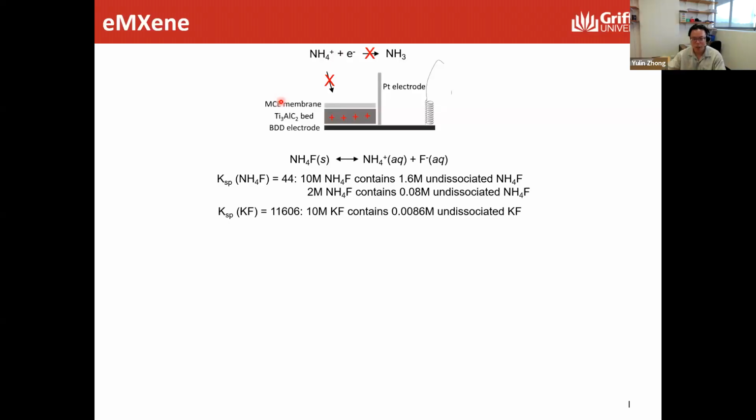So we have to go back again to high school chemistry, and we recall the solubility product. For ammonium fluoride, its solubility product is very low, only 44, compared to potassium fluoride. The solubility product means how easily the salt becomes ions and gets solvated in water. The solubility product for potassium fluoride is 11,000, which is really high compared to ammonium fluoride. So it means that for 10 molar ammonium fluoride, there is still 1.6 molar of undissociated ammonium fluoride. This is an equilibrium process. At 10 molar, there's still 1.6 molar of undissociated ammonium fluoride in the solution.